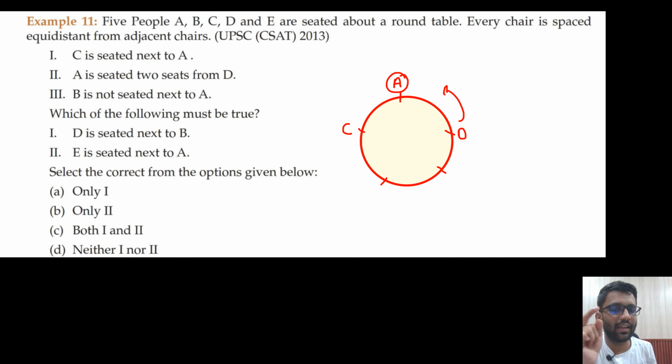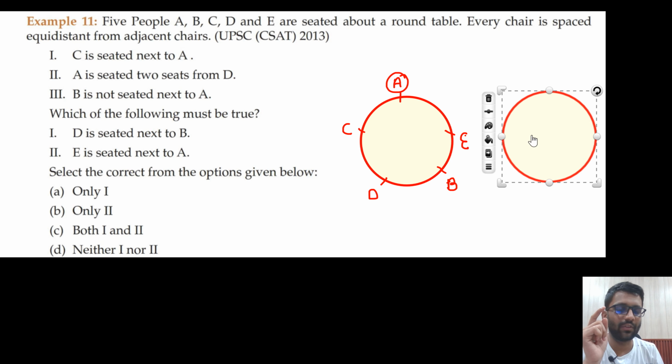Now they are saying A is sitting 2 seats away from D. A is seated 2 seats from D. So 1 seat and 2 seats. So here there is D. So A is seated 2 seats away from D. B is not seated next to A, so B has to be here. Now which of them must be true? Now E would be here. But you need to make sure that the position of A could be interchanged. So must be true, they are asking. So we will draw one more diagram which could be possible.